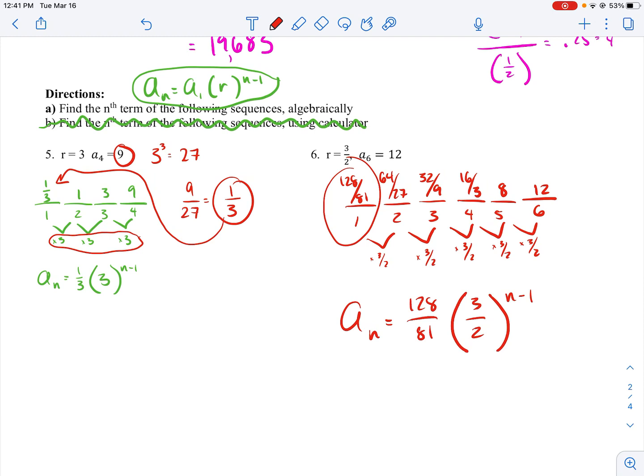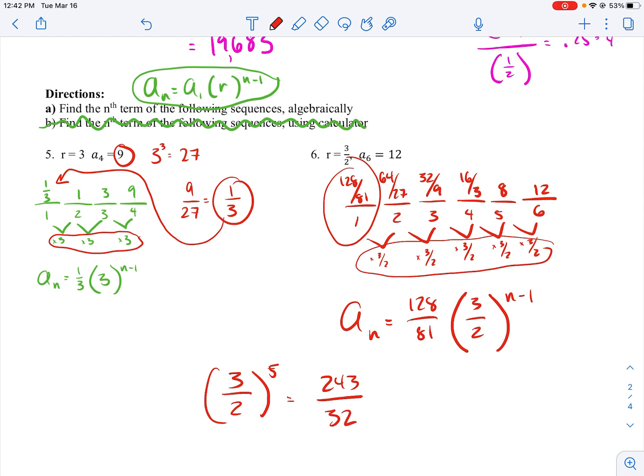Okay, maybe you didn't like that method. So how many times did we multiply 3/2? Well, we multiplied it 5 times. So raise it to that power. So, 3 to the 5th. Man, 243. There it is, 243. 2 to the 5th is 32, I believe. Yep, that's definitely it for sure. So then we take that number and we divide 12 by 243/32. And we should get our first term.